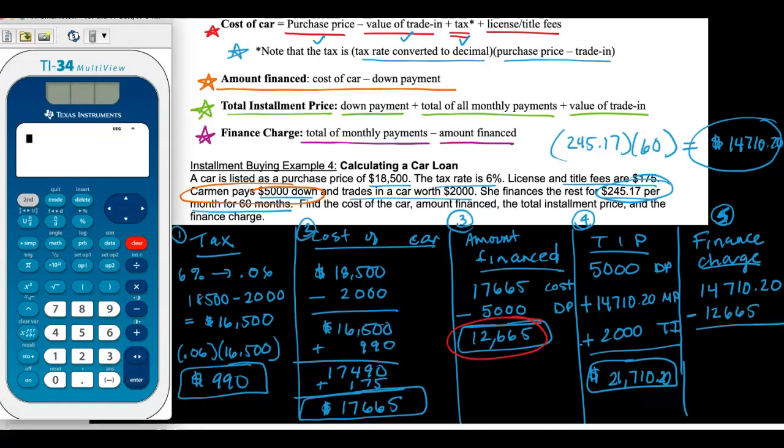So in my calculator, I'm just going to do $14,710.20 minus $12,665, and we end up getting a finance charge of $2,045.20. So that's the amount of money that she ends up paying directly to the bank just in interest. So interest is a little over $2,000 for this car that was $18,500.